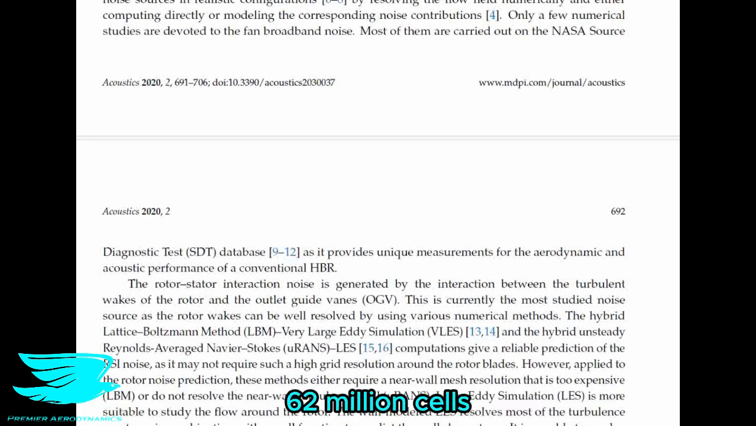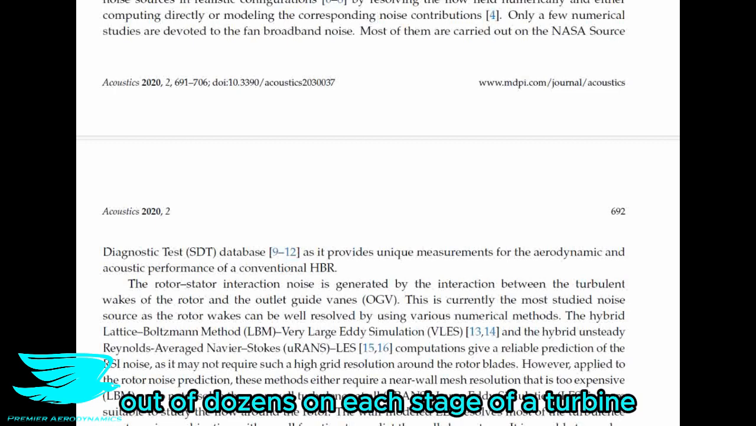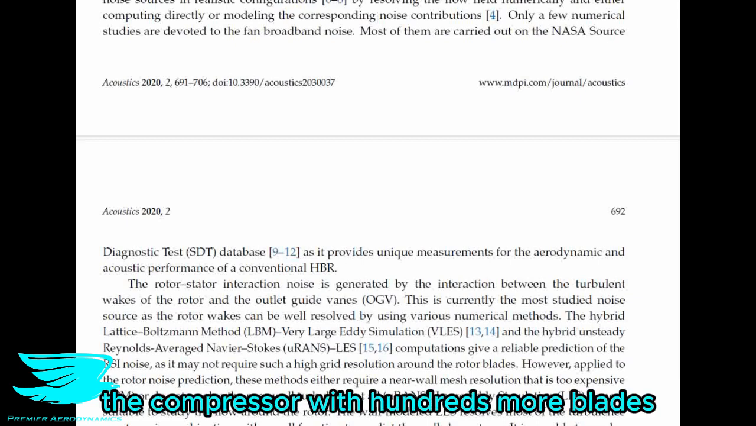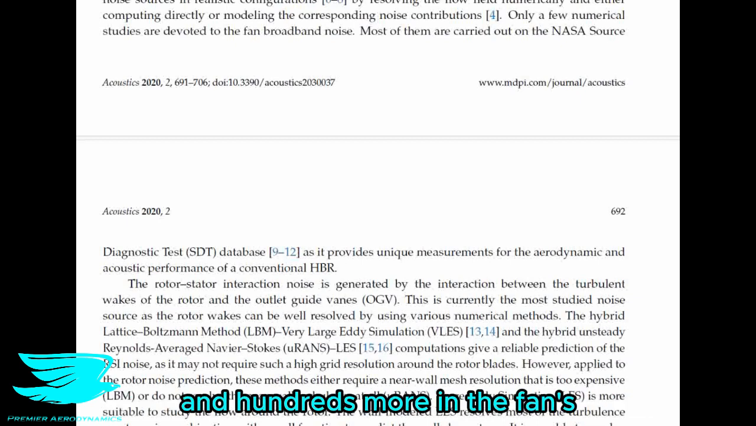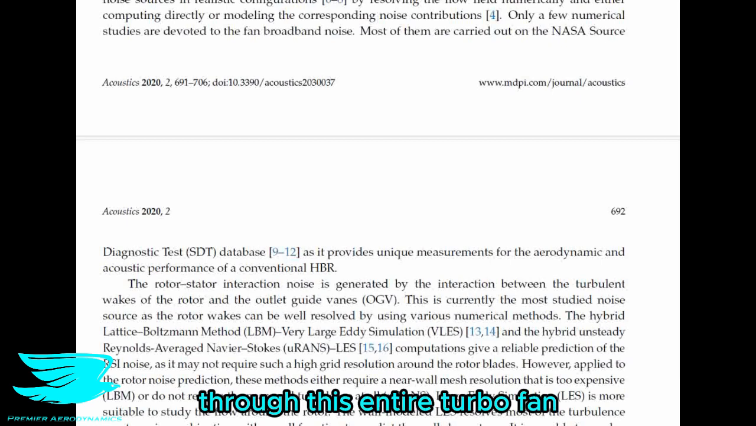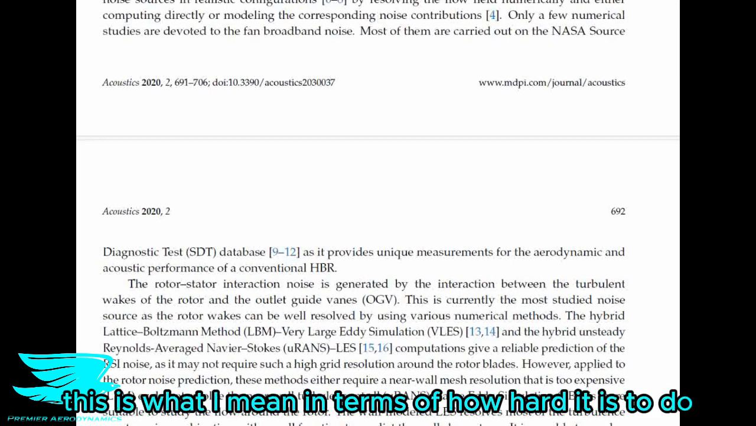60 million cells, that's just one blade out of dozens on each stage of a turbine. And a turbine has quite a few stages. And then you have the compressor with hundreds more blades and hundreds more in the fans, compressor and turbine. So this is just one blade out of these hundreds of blades through this entire turbofan, and they're doing 62 million cells just for this single blade to get the noise off this blade. This is what I mean in terms of how hard it is to do.